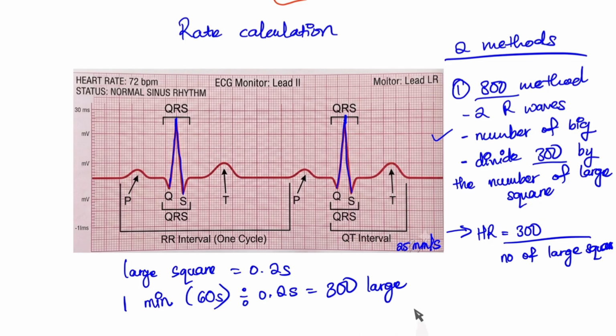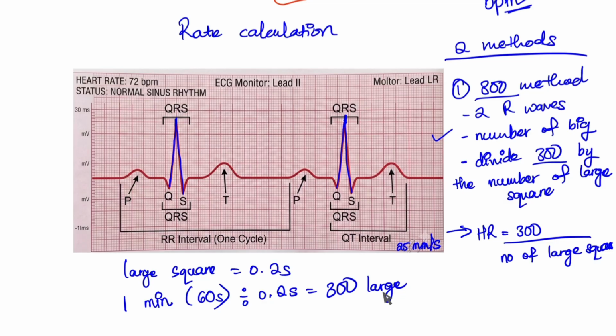So let's go over this again. We said in our previous video that a large square represents 0.2 seconds. If you have not watched it, please go back and try to understand how we got here. Heart rate is beats per minute, so we have to find the number of beats in 60 seconds. How many large boxes are there in 1 minute? We divide the 60 seconds by 0.2, which gives us 300 large squares.